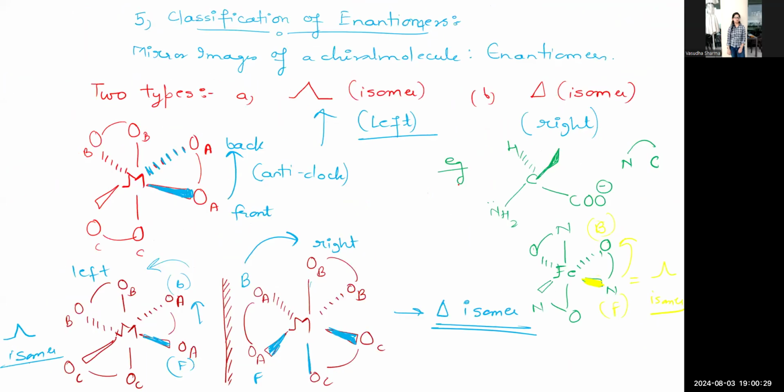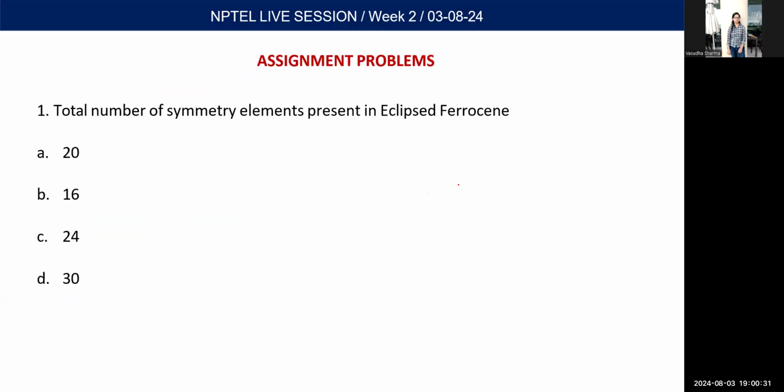Now moving towards the week 2 assignment problem. As we have already talked about the point group today and the number of symmetry elements, the first question says, what is the total number of symmetry elements present in the eclipsed sphericene, or I would say the order. So firstly, you should know what the eclipsed sphericene is.